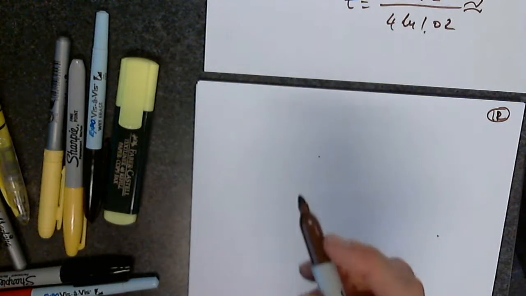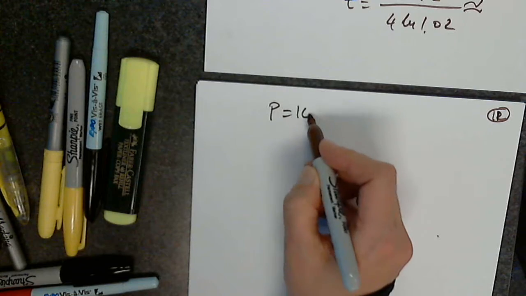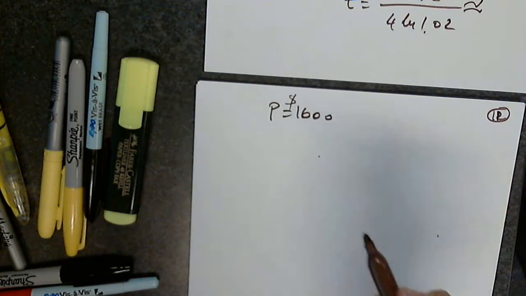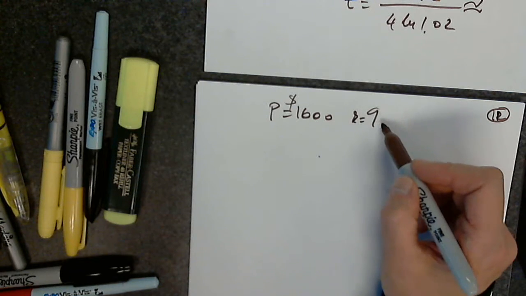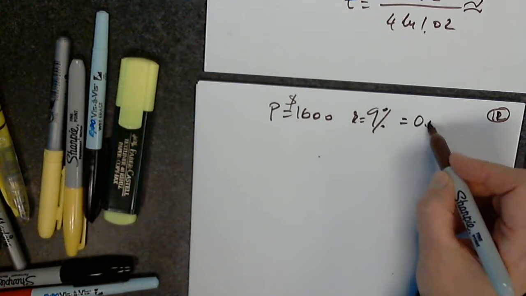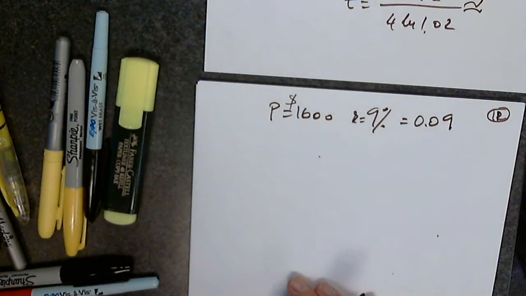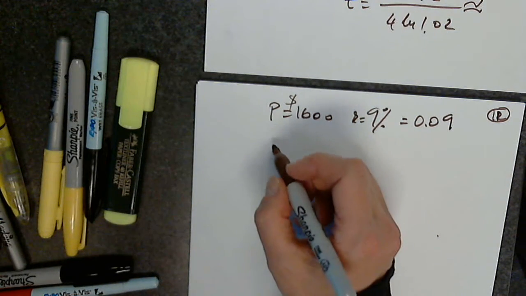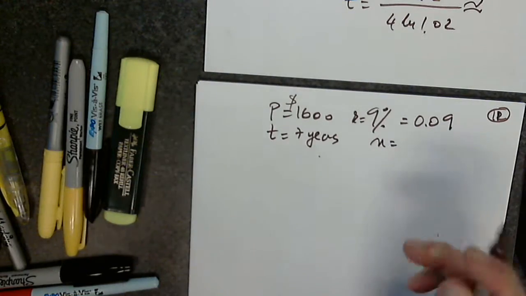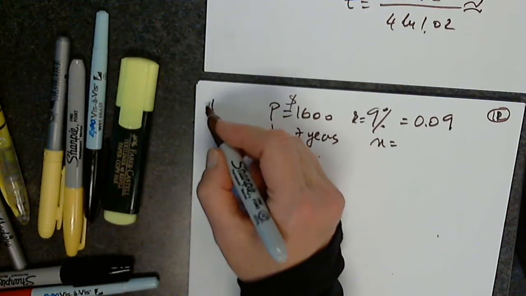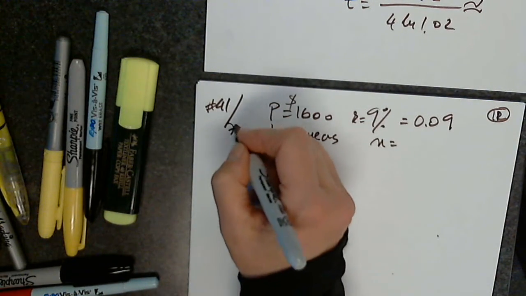Find the amount accrued if the principal is $1,600, invested at 9%, so R equals 9%, but it has to be changed into 0.09. Compounded semi-annually, and T equals 7 years. So N equals 2 for semi-annually. This is problem 41 on page 773.